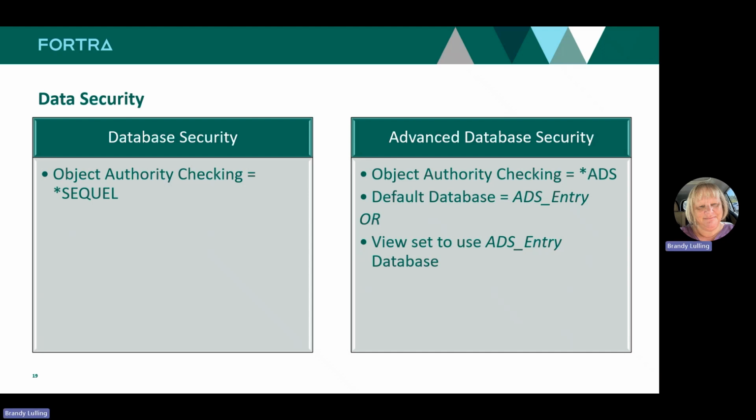Now, if you are going to go with the advanced database security, you will need to set the object authority checking to star ADS. You will also need to create a default database that is an ADS type entry and associate that with the users and or the views.